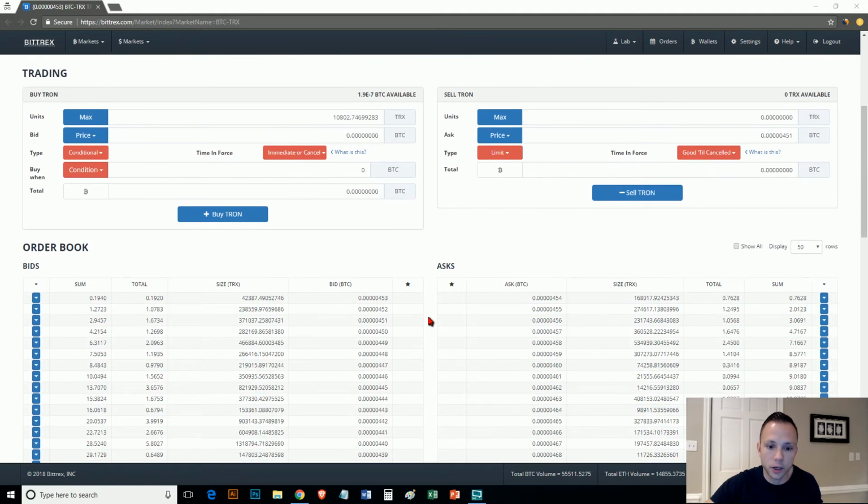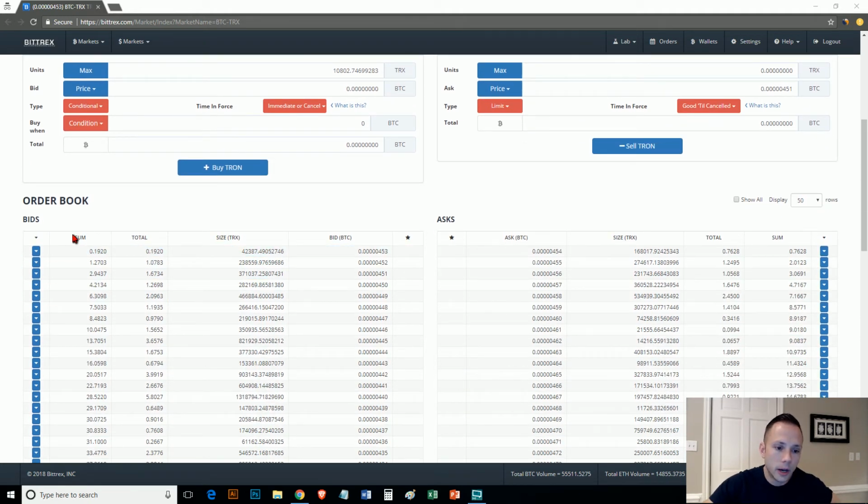Last but not least, I'll just go down here and explain this real quick. So you have what's called the sum, the total, the size, and the bid. And again, bid means buying. This is what people are willing to buy Tron at for this Satoshi level. And the ask is sell. So this is what people are willing to sell at this price.